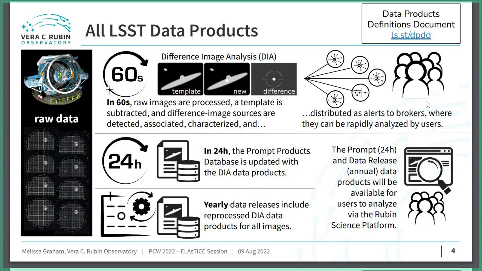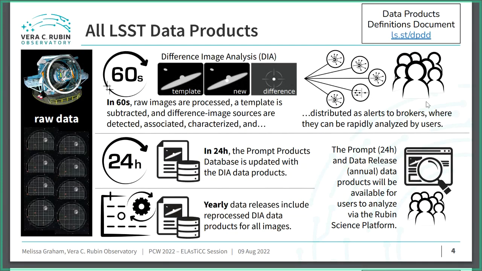The other time scale that we work on, so there's the prompt data products, 60 seconds, 24 hours, but then there's also the yearly data releases. Every year, all of the data that was ever taken by Rubin Observatory gets reprocessed, so that every image is re-reduced. All of the difference image analysis is redone. So even at year 6, you're redoing all of it with the latest versions of the LSST Science Pipelines. And you're also restacking all of the data to make very deep coadds, and all of that comes out on a yearly basis.